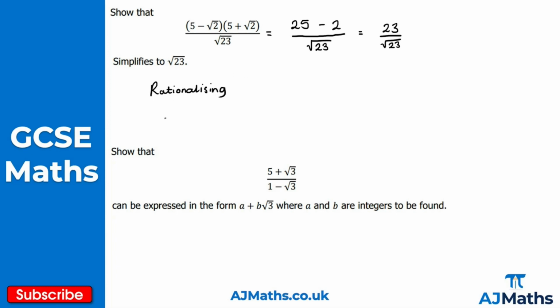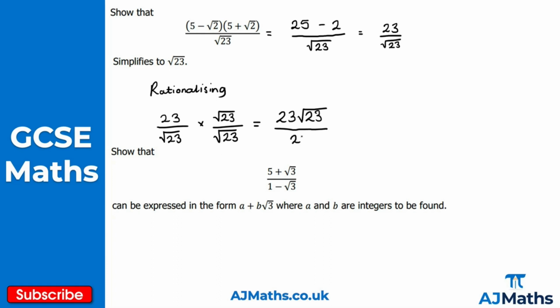We're going to take our numerator and denominator and times by root 23. Times by root 23. Do the same with the denominator. So in my numerator here, what we're going to get is 23 lots of root 23. And now in the denominator, we've got root 23 times root 23, and that will just give me 23 there.